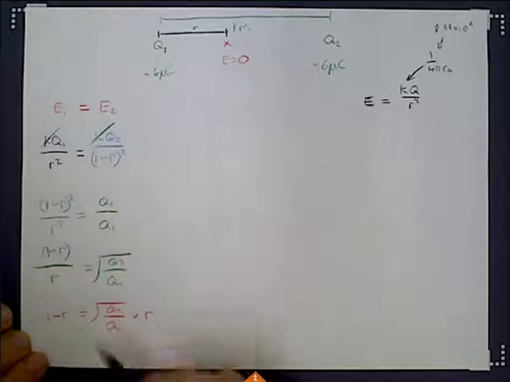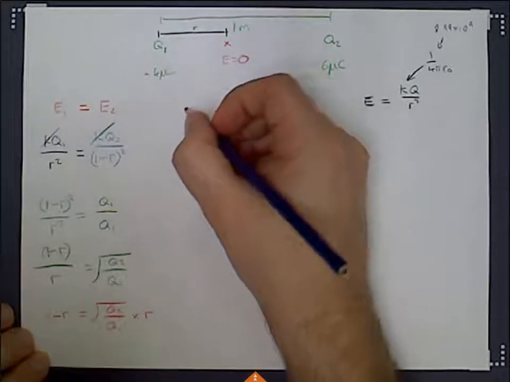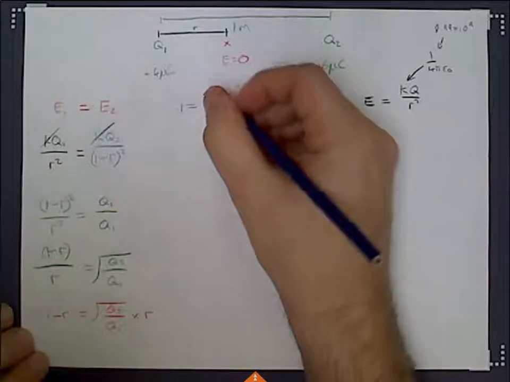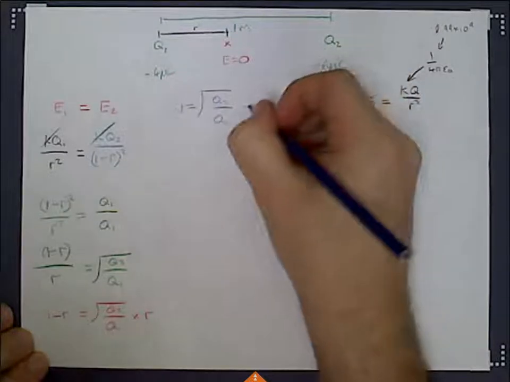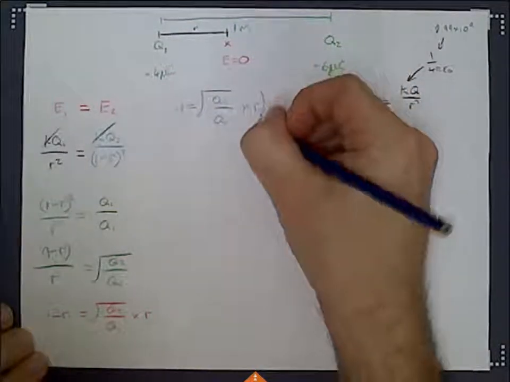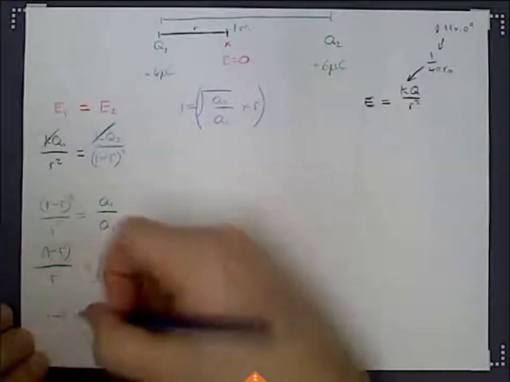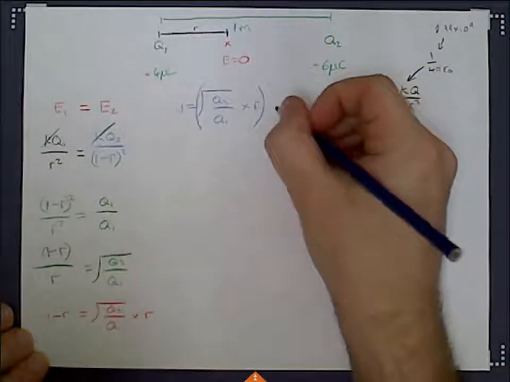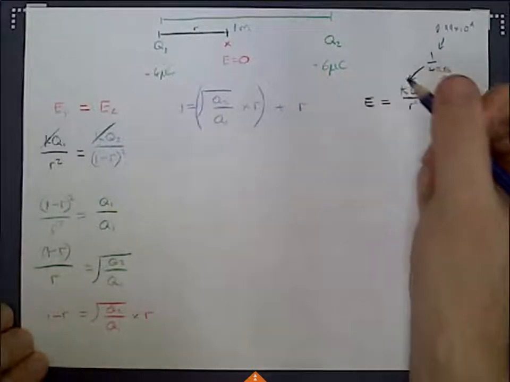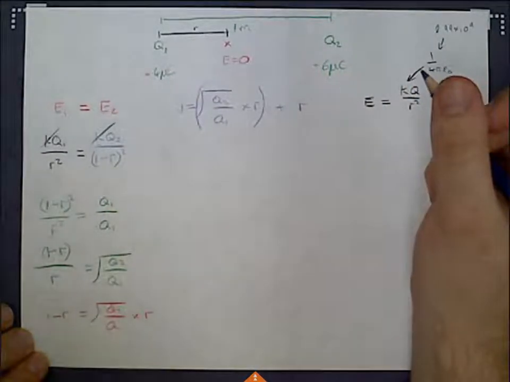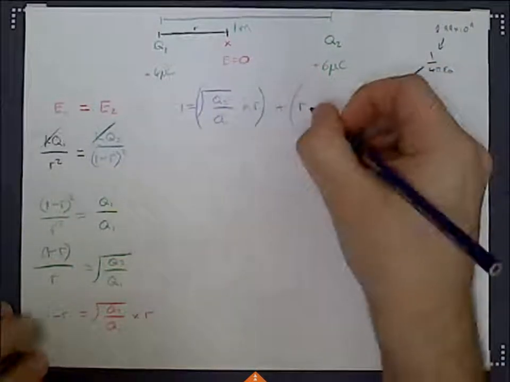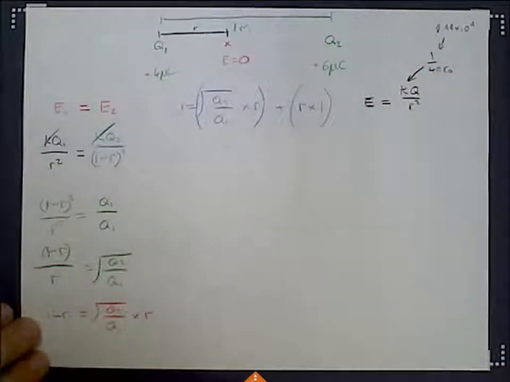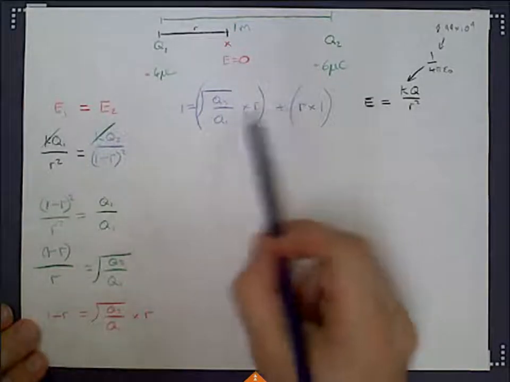So we need to do a bit of algebra to help us out with this one. So we can then say that 1 is equal to square root of Q2 over Q1 times r. I'm going to put that in brackets right now. And obviously I've moved the r over, so this r is going to become plus r. So if I've got plus r, what I've really got there is plus r times 1. And actually what we've created now is a situation where we can see the common factor here.